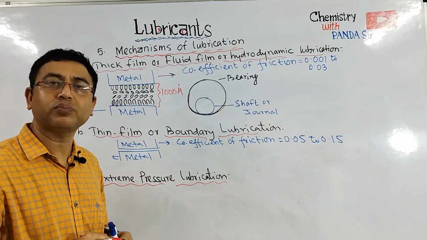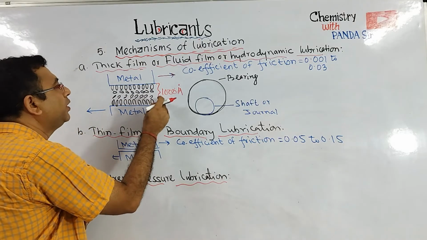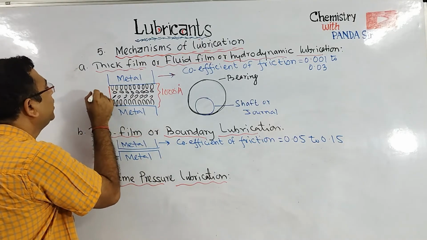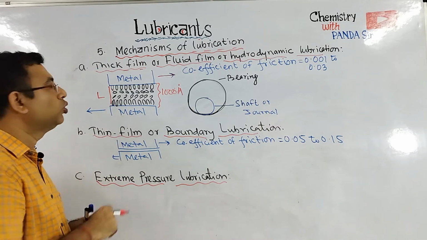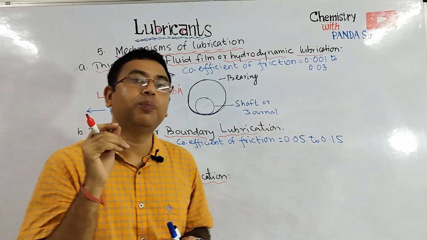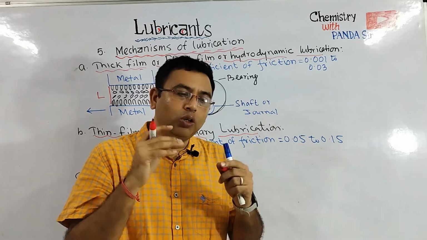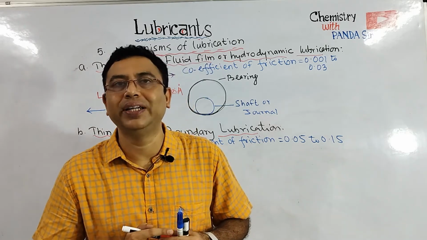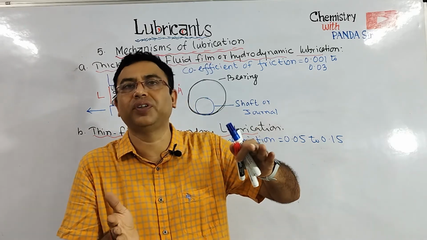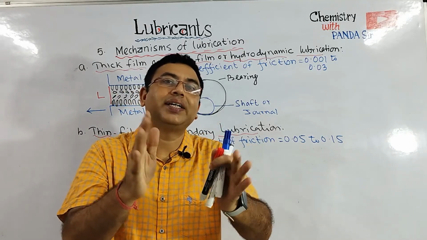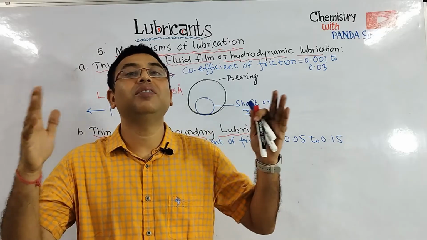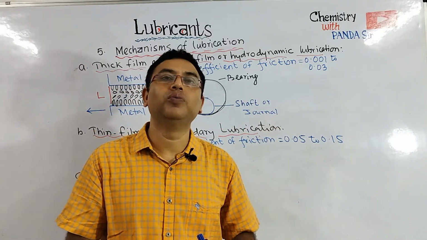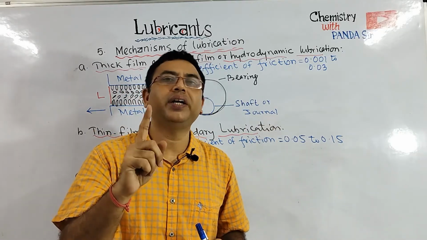That is the reason the name is given thick film lubrication. So you can see the metal contact has now become metal, lubricant, metal contact. This lubricant plays a very important role, because the lubricant should have very good oiliness, so it sticks to the surface first and remains in its place. Number two, the lubricant should not have very high viscosity or very low viscosity. It should have a moderate viscosity.